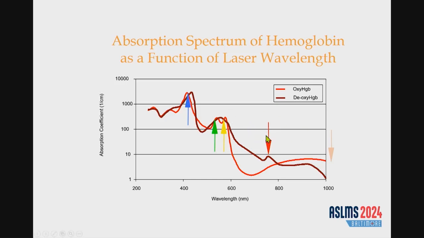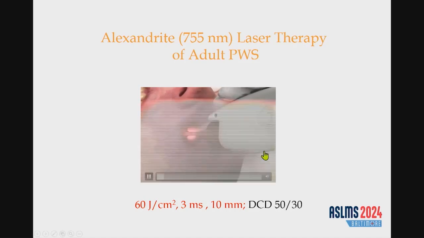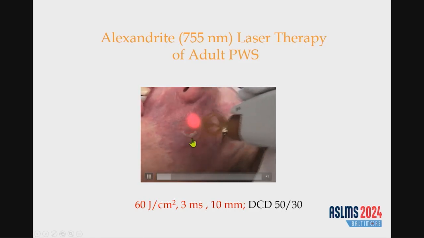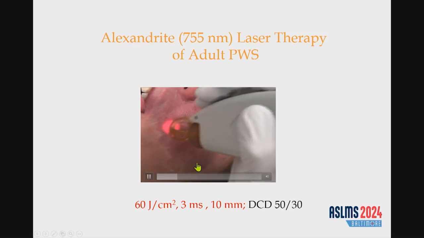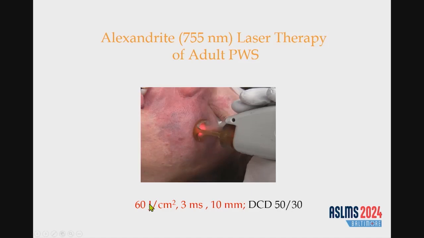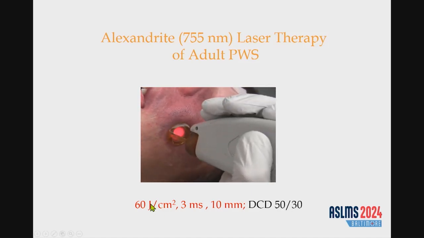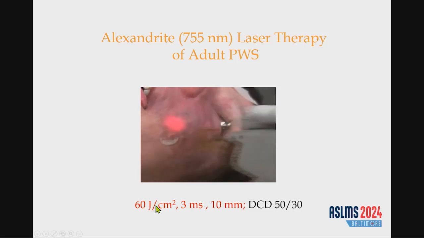Now, what if you need to get deeper into the tissue? You can move out here into the red portion of the spectrum. The Alexandrite laser can be a very useful device. However, note that the absorption goes down as you move out here into the red wavelengths. Therefore, you've got to use higher energy densities. So this is a patient being treated with an Alexandrite laser, and to compensate for that lower absorption by hemoglobin, you've got to use higher energy densities. So we're no longer talking about 7.5 joules per square centimeter, we're talking about 60 joules per centimeter squared.